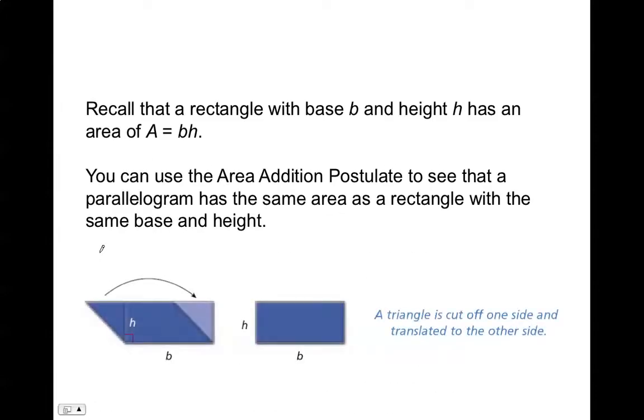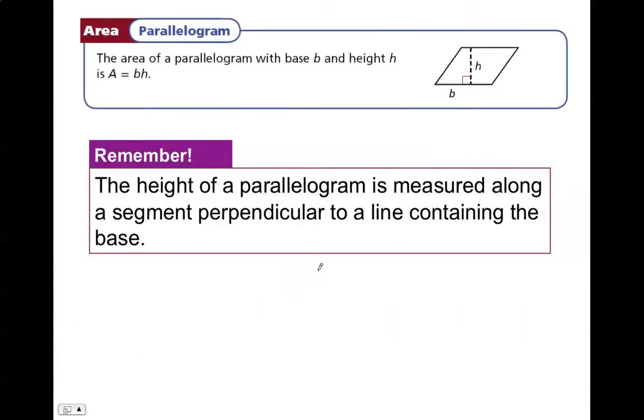So if you remember that a rectangle has a base and a height, you can find the area of base times height, or length times width. You can also look at this parallelogram below here in blue and recognize that if you were to cut this triangle on the left off, because this is the height, and translate it to the other side, we do create a rectangle. So you should be able to conclude that a rectangle and a parallelogram have the same formulas for area. The area of a parallelogram with a base and a height is area equals base times height.